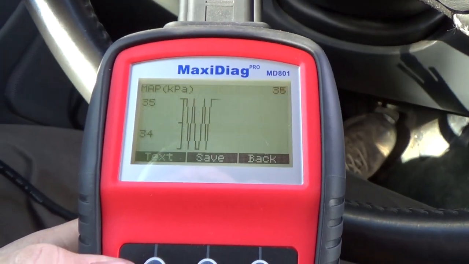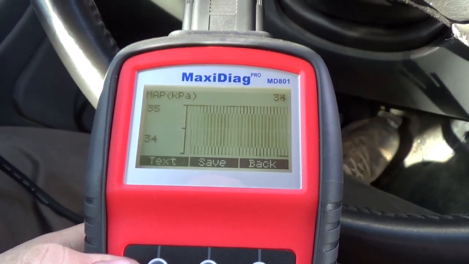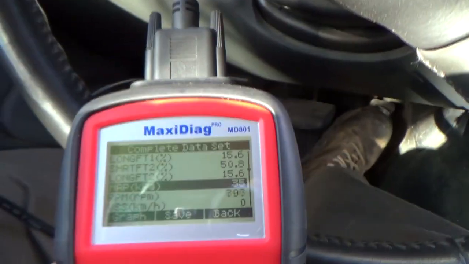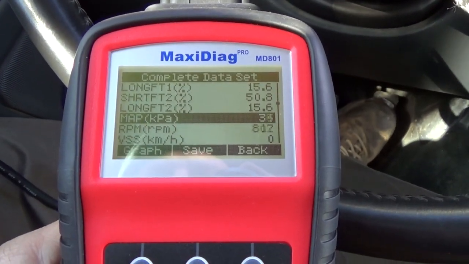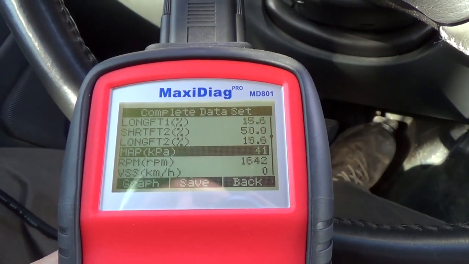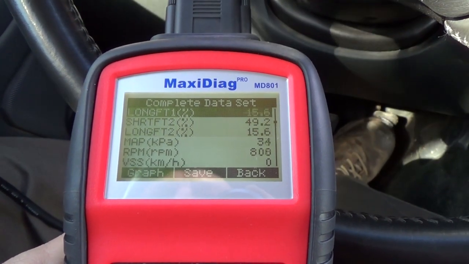MAP, I'm not 100% sure I know what that was either. I know I've heard of it before, I just can't remember what it stands for right now. And this long fuel trim 2%, all these percent things up here. I don't know what those are either. 52 long, I don't know.